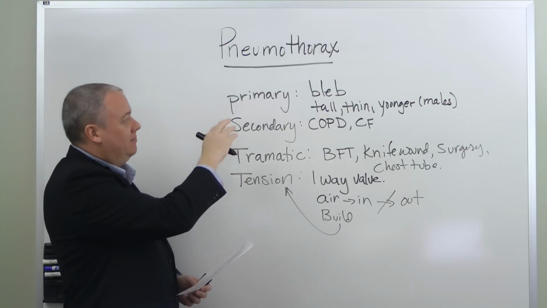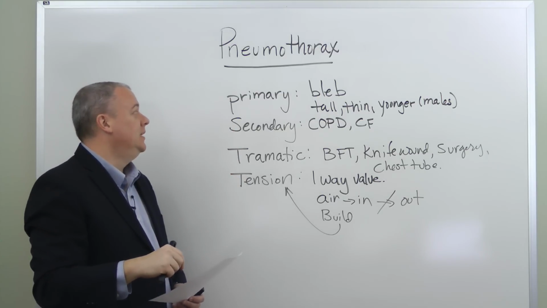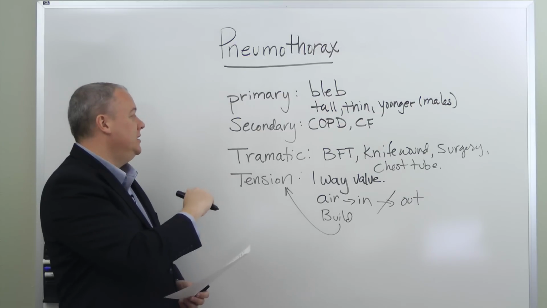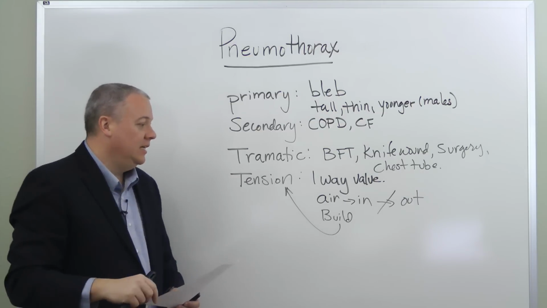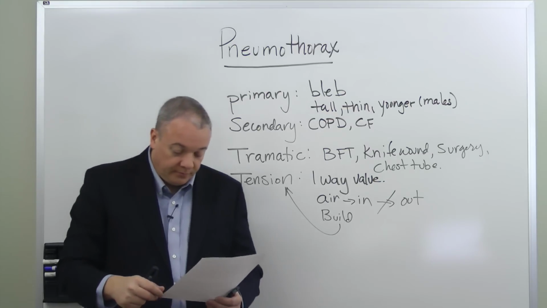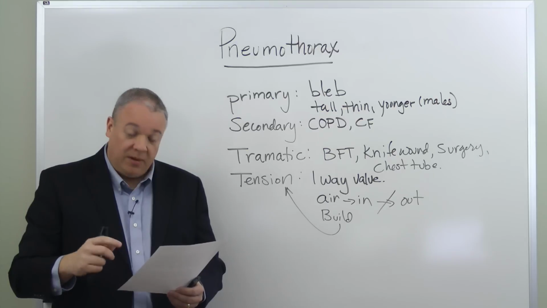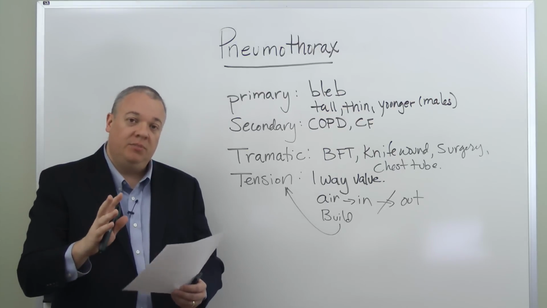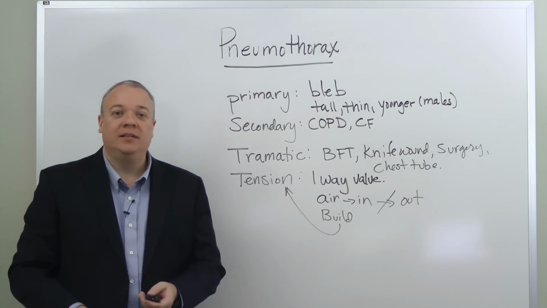Primary happens in tall, thin, younger males generally. Secondary is because of a chronic disease. Traumatic is a wound of some sort. And then the tension coming from that air coming in from the outside, sometimes also from chest tubes, but it builds and builds and builds and must be released medically before it becomes life-threatening.